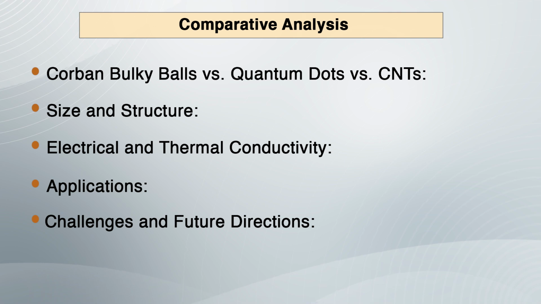The carbon buckyball challenges include difficulties in synthesis and scalability, which impact their widespread use in applications. For carbon dots, issues with toxicity and environmental impact need to be addressed to ensure their safe use in various applications. For carbon nanotubes, high production cost and difficulties in large scale fabrication are significant barriers to their broader adoption.